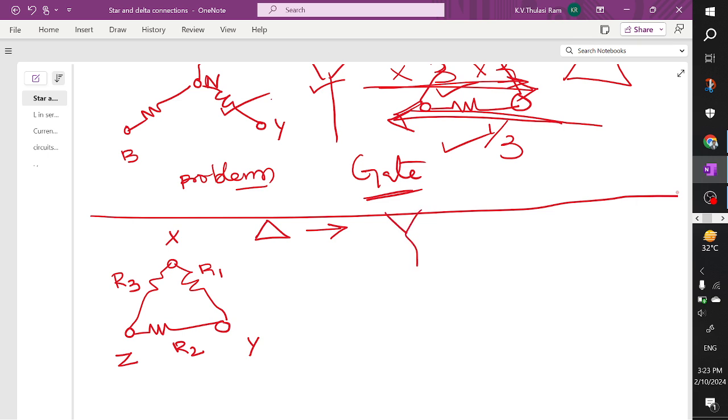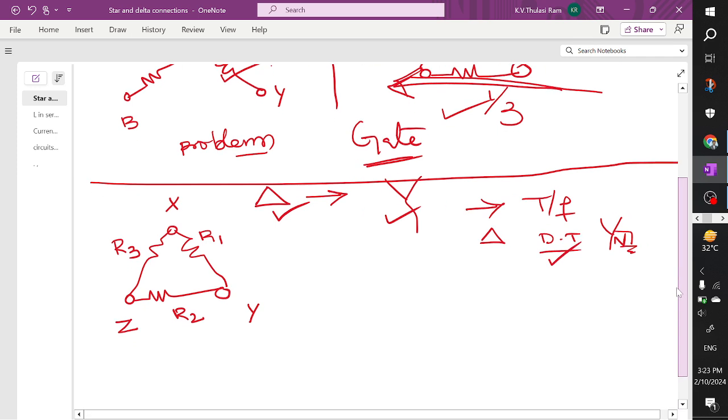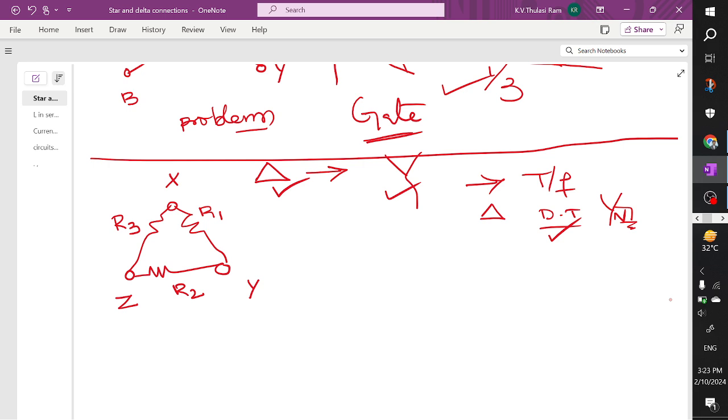These connections in practice are used for connecting transformers. Transformer primary may be connected in star and secondary may be connected in delta as per the requirement. Sometimes, in a distribution transformer, the primary may be connected in delta and the output may be connected in star because we require the neutral. This is employed in distribution transformers, or we use it in distribution systems also. Okay, this is for basic information. Let's try to convert this.